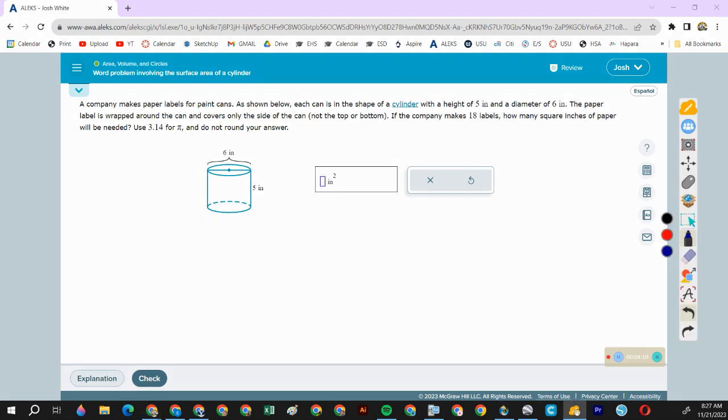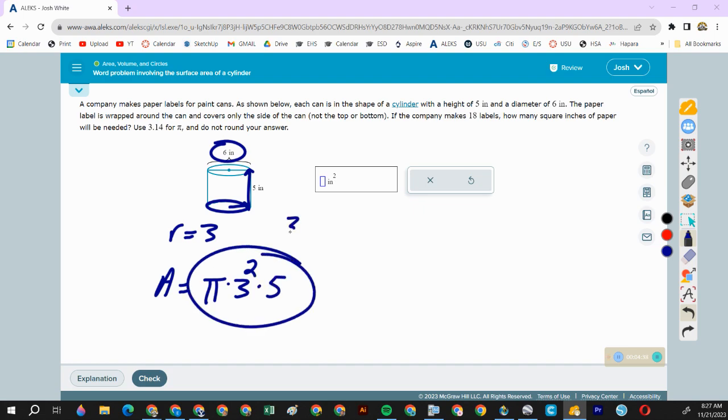How do we find the volume of a cylinder? Well, all I need to do is find the area of the base and multiply it by the height. So in this case, the radius is 1/2 of 6, so 3. The area of the base is pi times 3 squared. The height is 5, so 3.14 times 3 squared times 5 is the volume of that cylinder. So you just find the area of the base and then multiply it by its height.